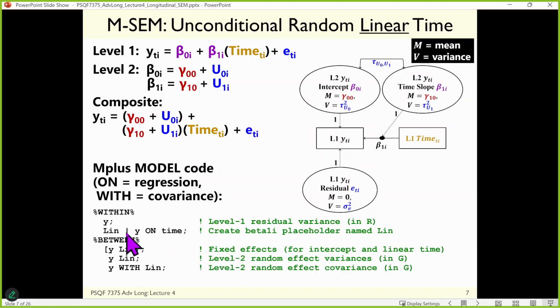This thing with the bar is defining beta 1. Beta 1 is the prediction of y from time. That prediction, that relationship, I have given a name. Lin stands for linear, the linear slope of time. So then that is now its own level 2 outcome that can have a variance, it can have a covariance as indicated by WITH here. And when variables are listed in brackets like this, that refers to their means or their intercepts. So these would be the fixed effects of the intercept and the linear time slope. These would be the corresponding random effect variances, and then this is the random effect covariance right here. Ta-da!